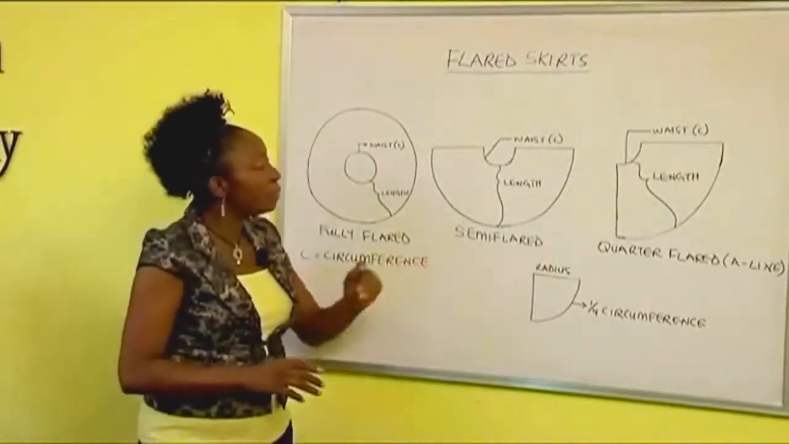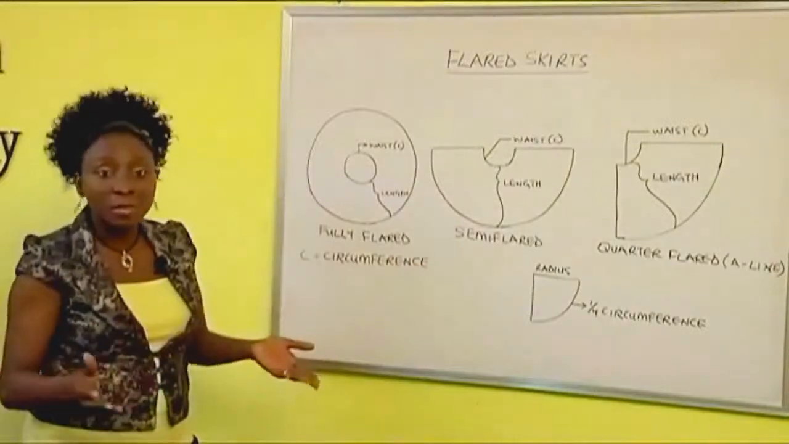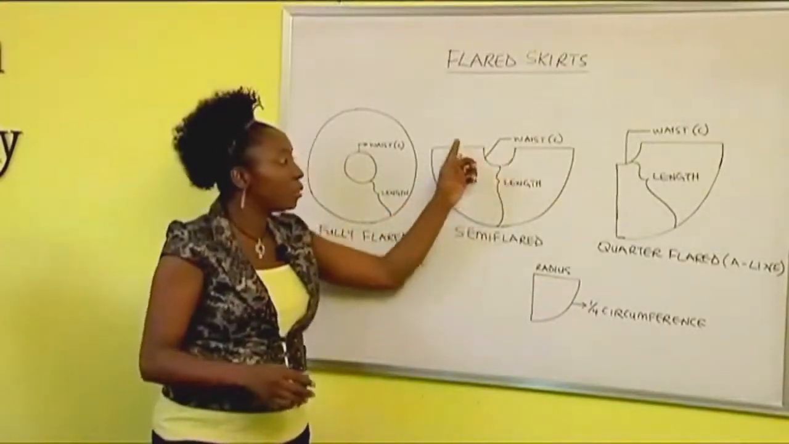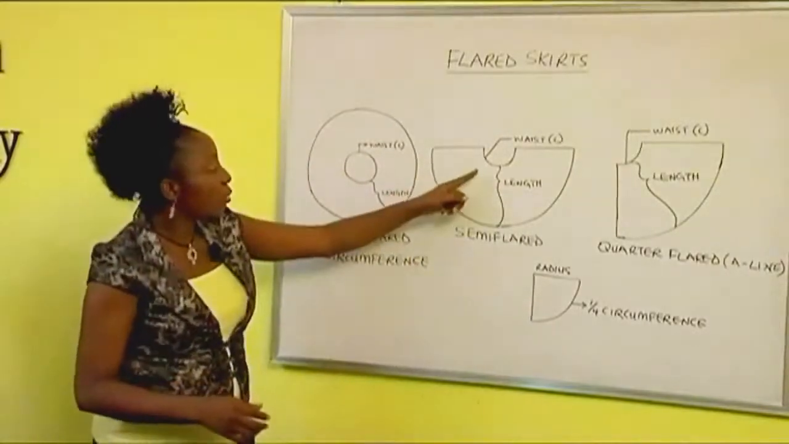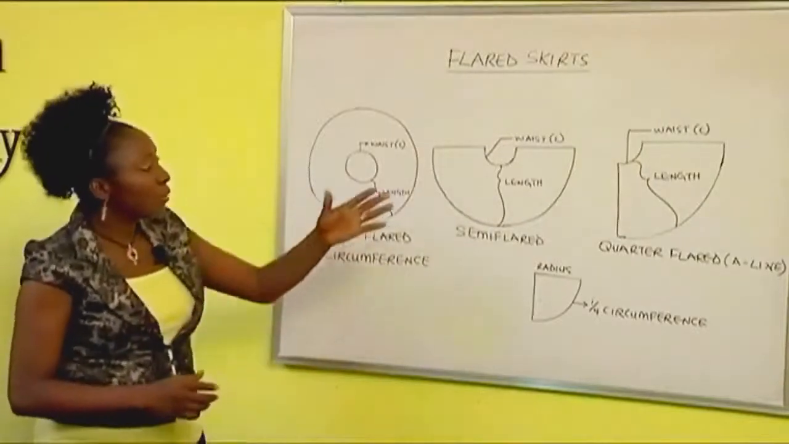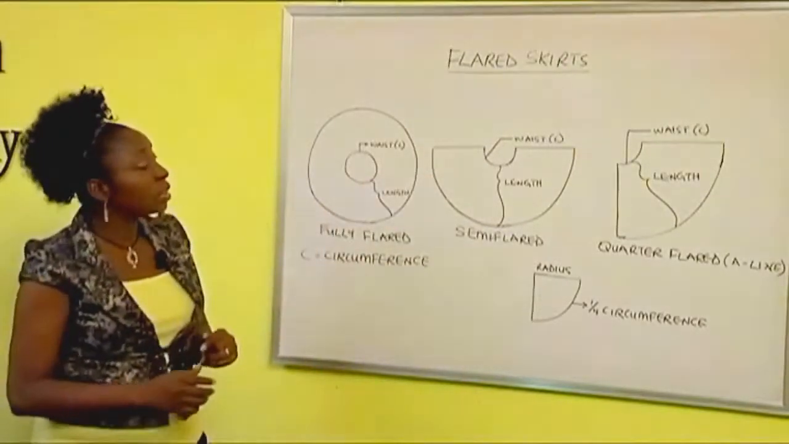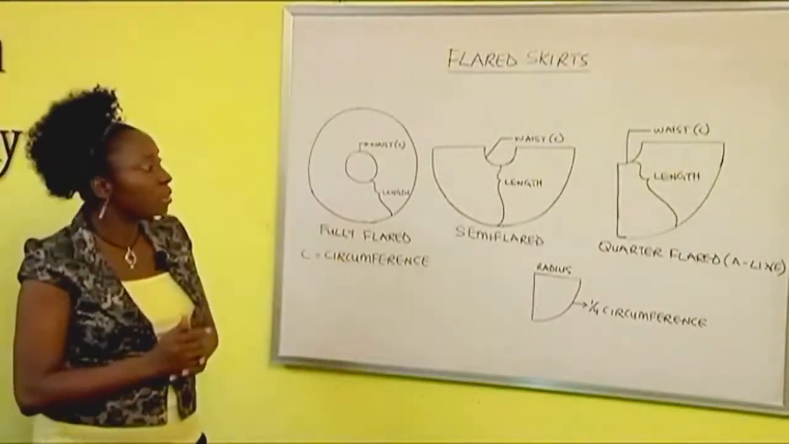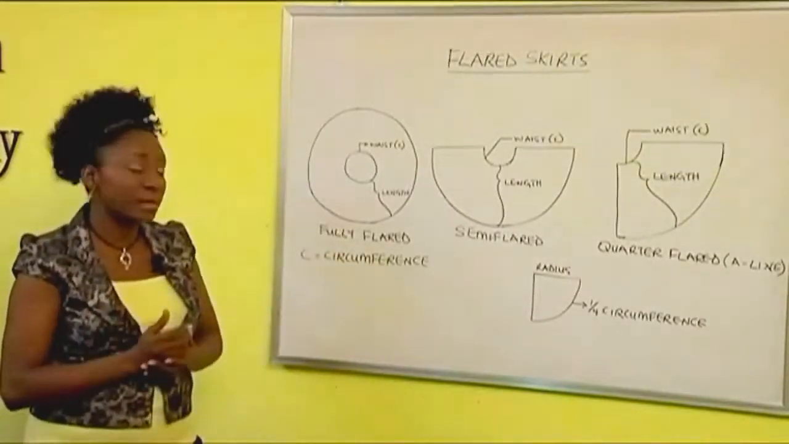Now if you look at the semi-flared skirt, you can see that it's a semicircle, with the inner semicircle representing the waist. The distance between the two semicircles gives you the length. The third one is a quarter circle. It's called the quarter flared skirt, also known as the A-line skirt.